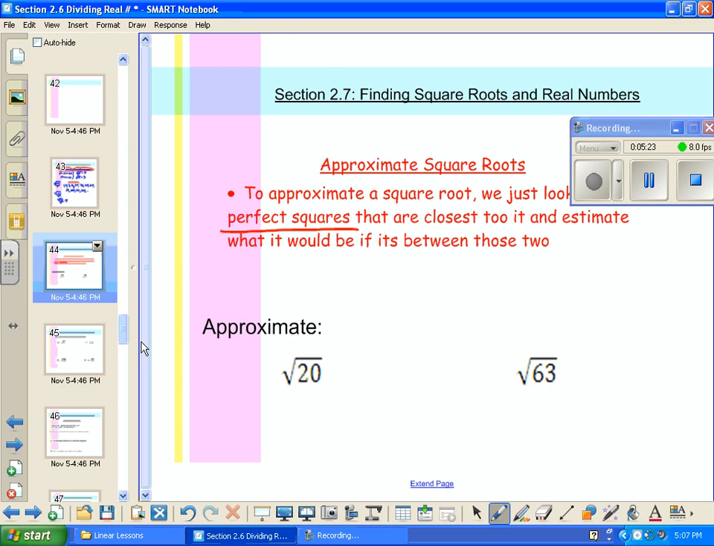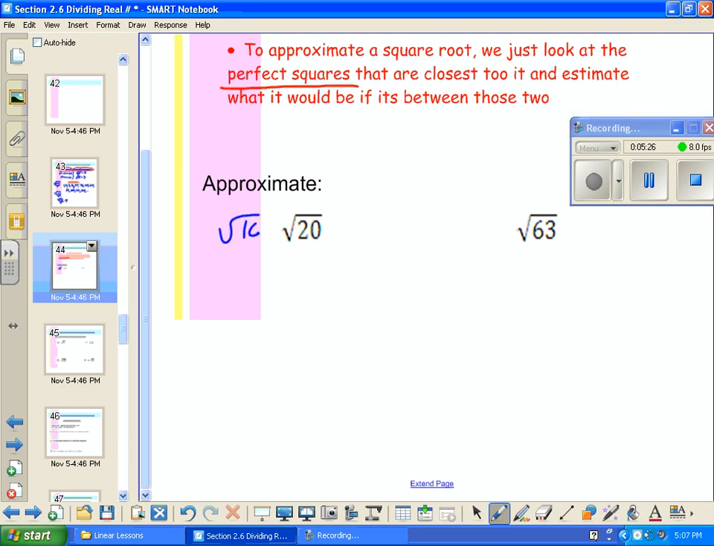And so what I'm going to do is think of what the square roots of 16 and 25 are. 20 must be between those two numbers. Square root of 16 is 4. Square root of 25 is 5. 20 is about right in between those. So I'm going to make a guess, maybe like 4.5. That's going to be my guess for what the square root of 20 actually is.